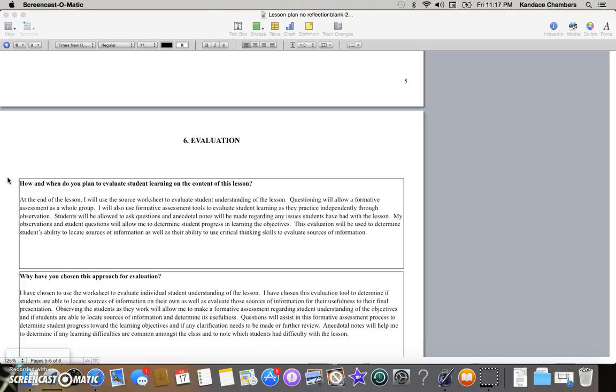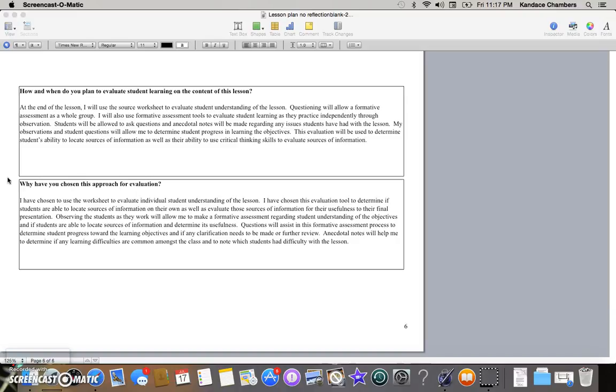Students will be allowed to ask questions, and anecdotal notes will be made regarding any issues students have had with the lesson. My observations and student questions will allow me to determine student progress in learning the objectives. This evaluation will be used to determine students' ability to locate sources of information, as well as their ability to use critical thinking skills to evaluate those sources of information.